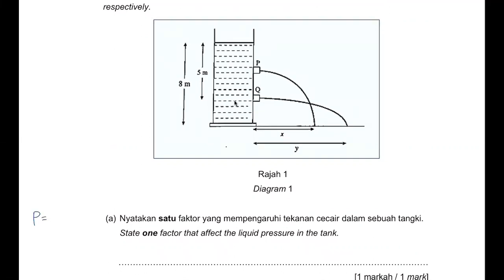The formula for liquid pressure is P equals h rho g. h is the depth. This one is the density. And g, we all know, stands for gravitational acceleration. So you can put the answer here. It's either depth or the density of liquid. Do not put the symbol h or the symbol rho as the answer, because if you want to use symbols, then you have to define the meaning of the symbol that you use, right?